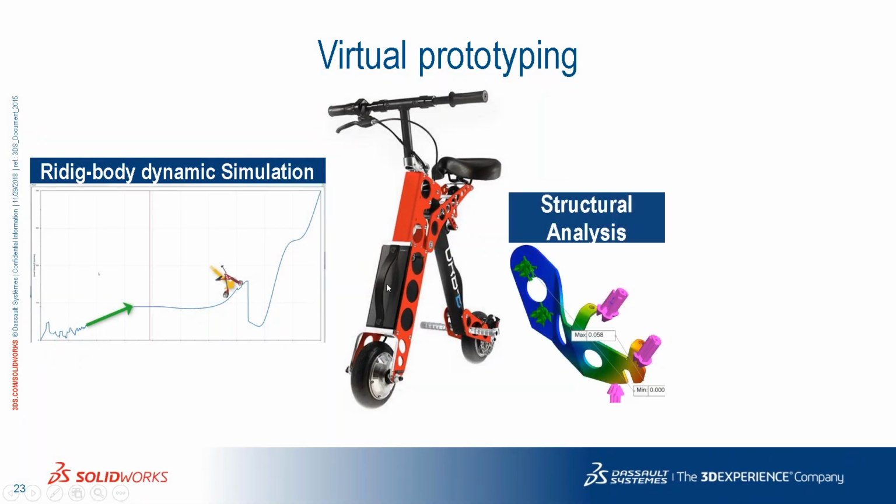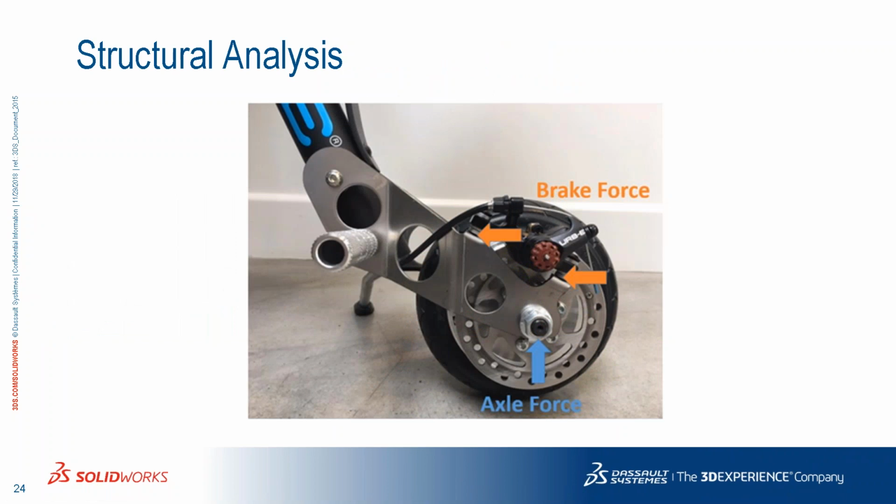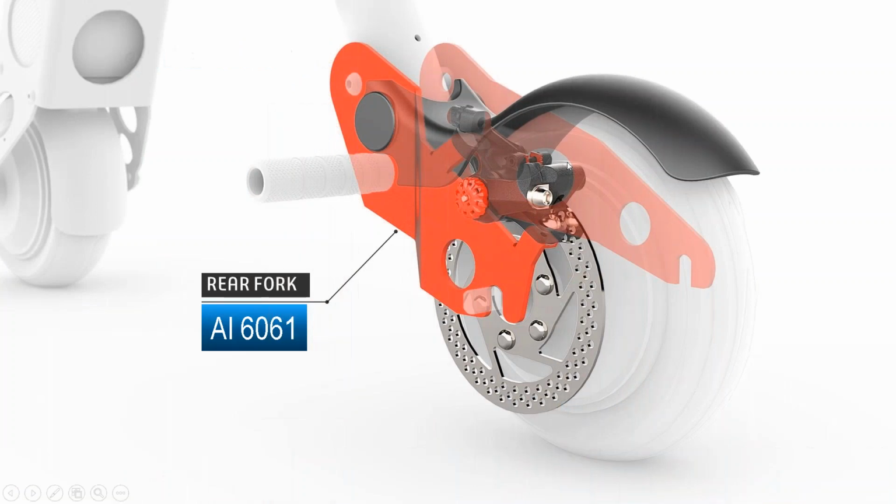So after that comes the structural part of the simulation, the virtual prototyping. URB has leveraged this kind of situation to analyze this component, this bracket, and here is the system with some brake force and an axial force. Basically, they started the analysis with aluminum 6061, and they had in mind to reach at least a factor of safety of 2.